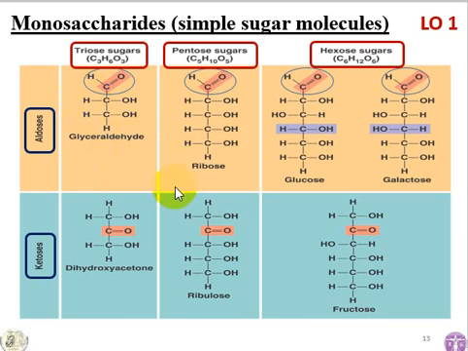This slide shows the types of monosaccharide which contain an aldehyde group and those which contain a ketone group. So for example here, glyceraldehyde, ribose, glucose and galactose. All these are monosaccharides in which the carbonyl group is an aldehyde. While dihydroxyacetone, ribulose and fructose, these are monosaccharides containing a ketone group.